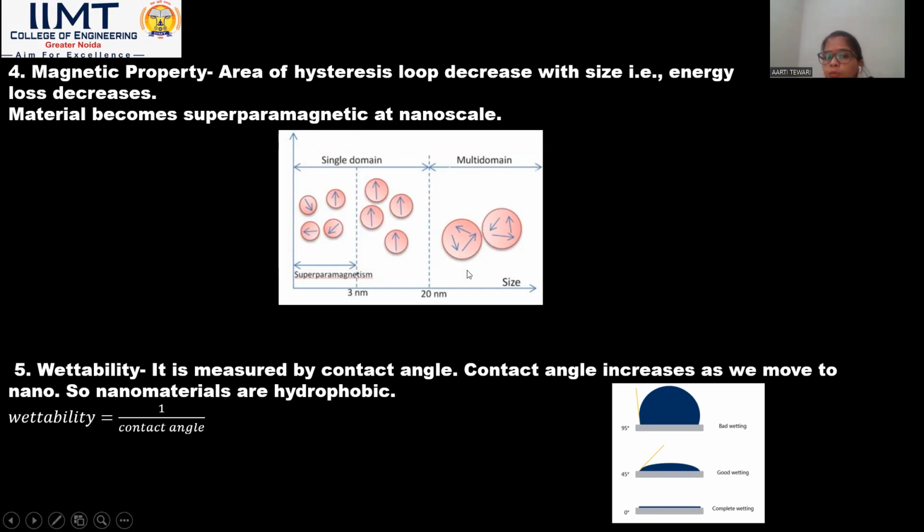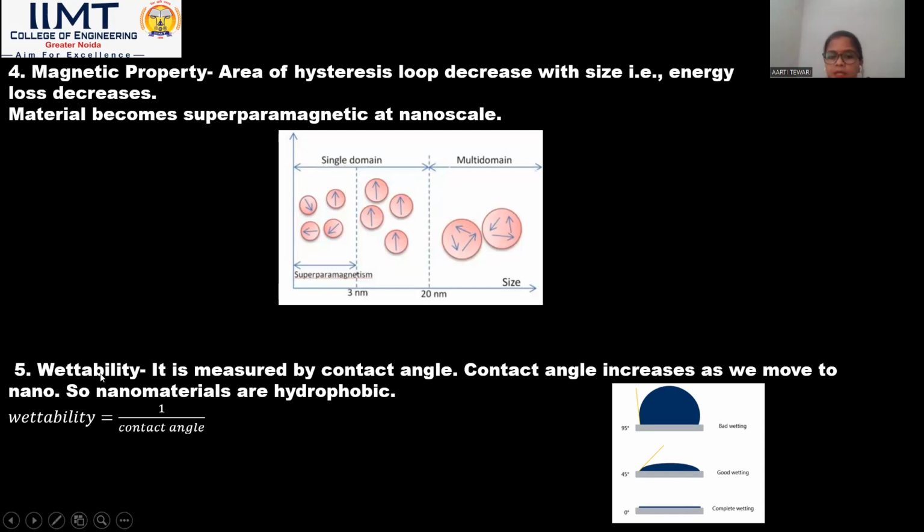So instead of multi-domains, which a ferromagnetic material has at the macro scale, at the nanoscales you will see that they have single domains and they exhibit superparamagnetism. So they're aligned in the direction of the magnetic field and they form single domains, not multi-domains as in ferromagnets, right? The nanomaterials actually become superparamagnetic. So there's a change in the magnetic property as you take the material to the nanoscale.